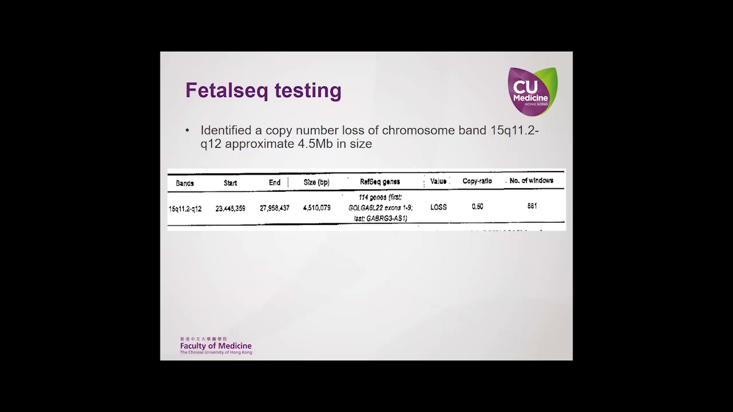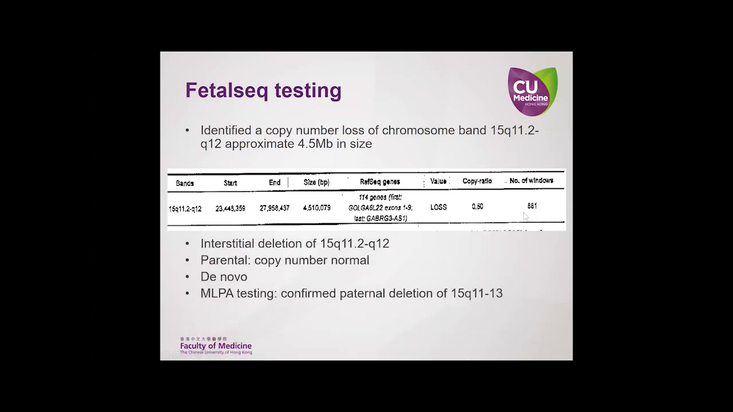You can see from the report that they mention the band, the starting point of the genomic locus, the endpoint, the size, and the list of genes involved in this long copy number loss. So this patient had an interstitial deletion. The parental copies are normal. It is a de novo finding. The MLPA confirmed that it's a paternal deletion of 15q. So the diagnosis is Prader-Willi syndrome.